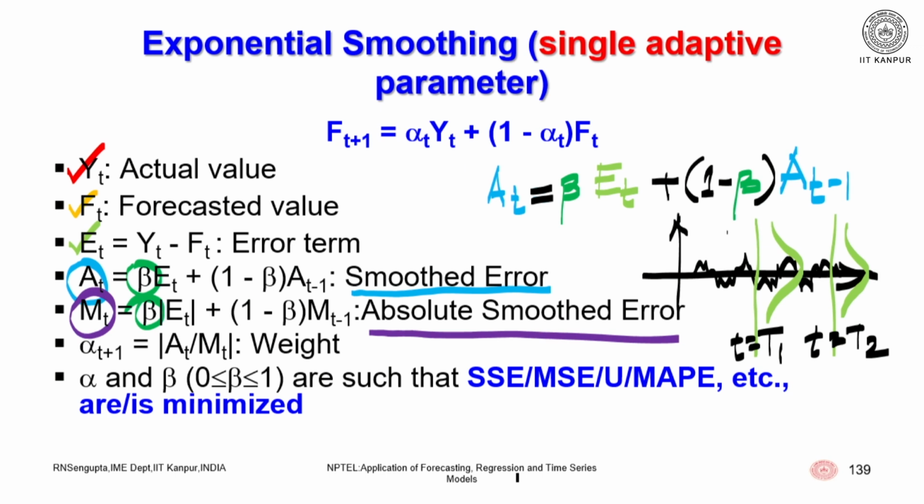Now, the question may arise, which I will come to later in detailed explanation, what will happen if there is more than one adaptive parameter? They would be calculated accordingly such that they will be denoted by alpha 1 t plus 1, alpha 2 t plus 1, alpha 3 t plus 1 and alpha 4 t plus 1.